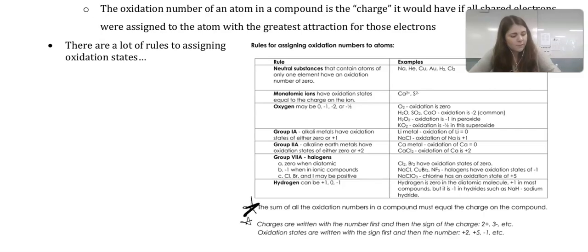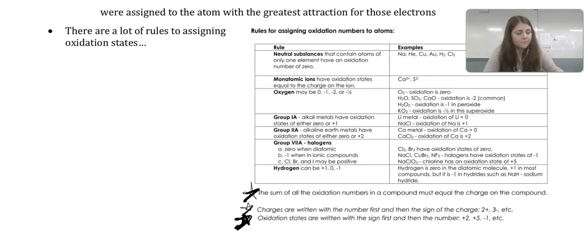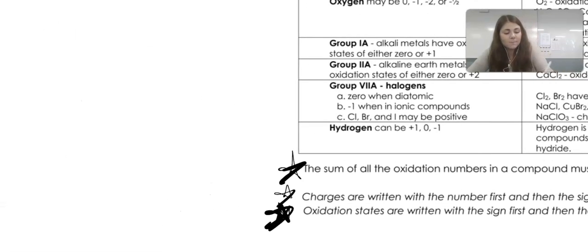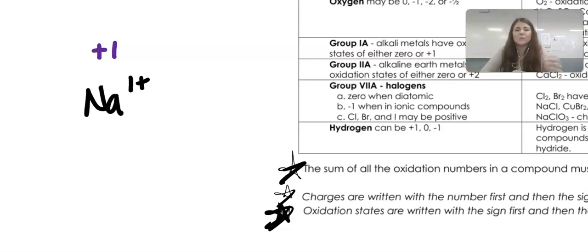I'm going to look at these three down here first before I start showing you the chart. Let me zoom in. The sum of all the oxidation numbers in a compound must equal the charge of the compound. So if we're working with a neutral compound, like a salt, the overall oxidation number should equal 0 because it's neutral. Charges are written with the number first, then the sign of the charge. So if I look at the sodium ion, 1 positive, that is the charge. If you wanted to write the oxidation number, it's positive 1. So if you were ever wondering why for monatomic or polyatomic ions we always wrote the number, then the symbol, this is the reason why.